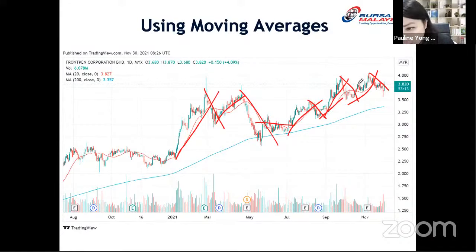Can we use a Bollinger Band? Okay, Bollinger Band you can use, but for me personally, I prefer the simple moving average line. So these are very simple moving average lines, so it's easy to use.